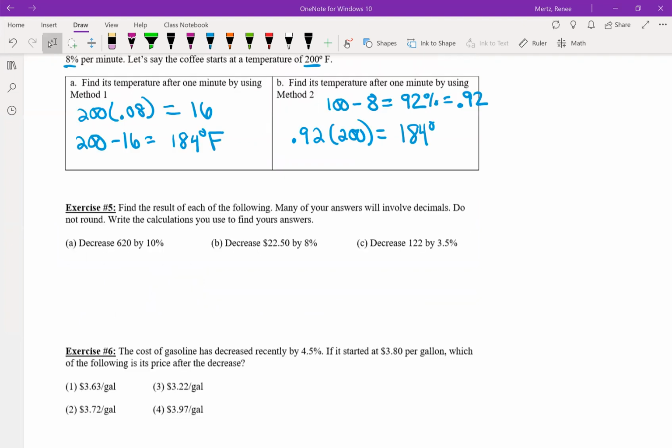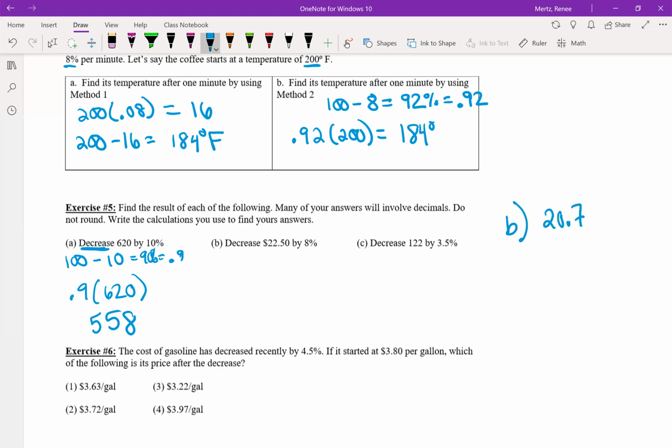So 100 minus 10, decrease means to subtract, is 90. So we're changing 90% to a decimal, which is 0.9. So we're doing 0.9 times 620. 0.9 times 620 is 558. For B, when you do it, you should get 20.7. For C, when you do it, 117.73. And for 6, you should get choice 1.